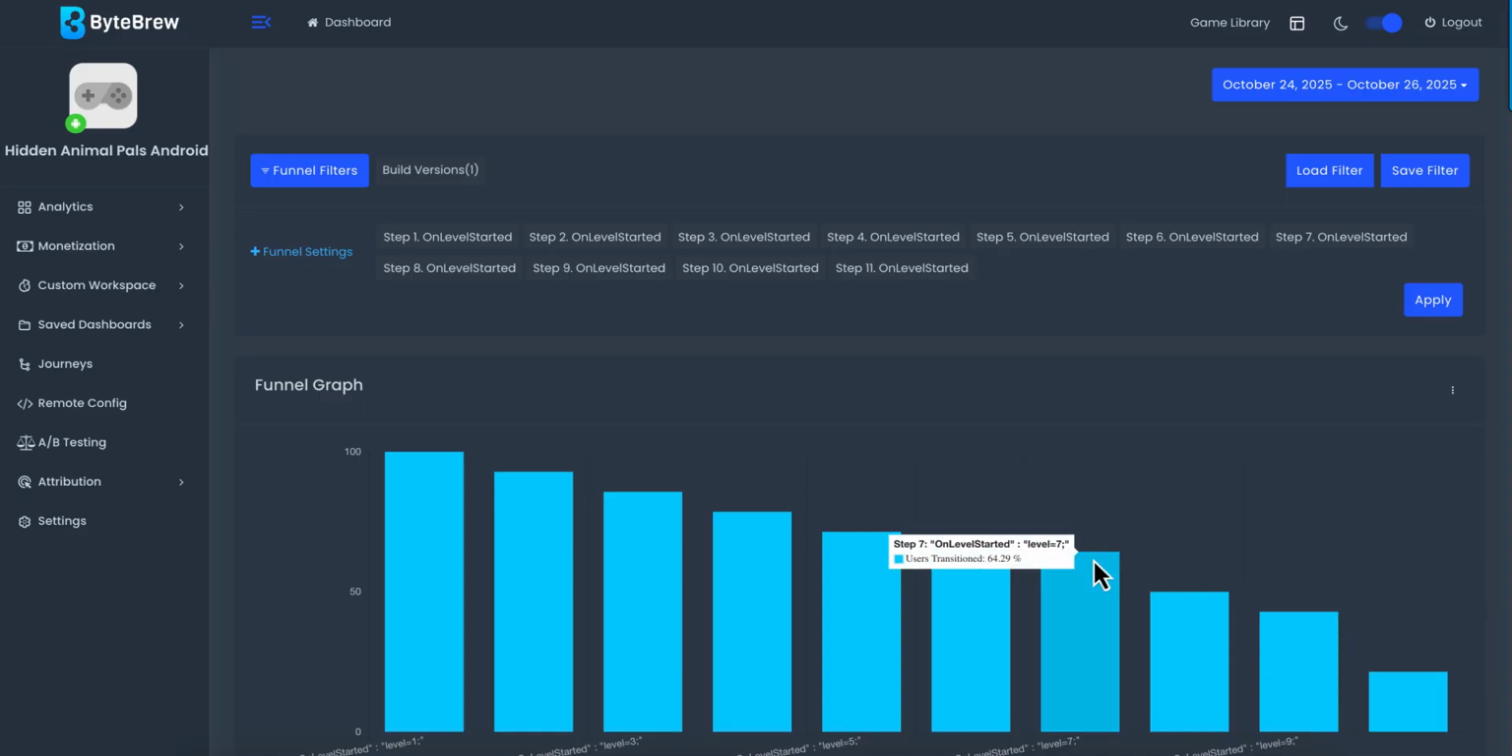So what's concerning for me is that at level 7, 64% of people started, but only 50% of people started level 8. And just in between level 7 and level 8 is another story. Now, it's possible that people started this story and decided, I don't want to play this game anymore. I'm not interested in this story, and they quit.